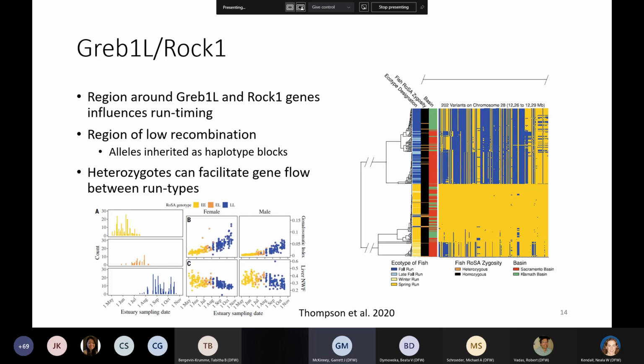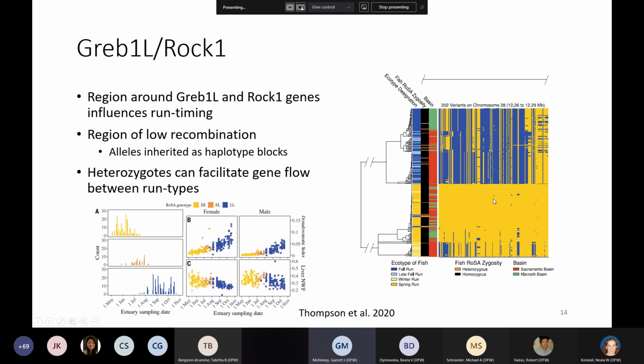One of the more recent studies, by Thompson et al., was doing whole genome sequencing and looking at this region that contains two genes, GREB1L and ROCK1. This is a region of low recombination, and so alleles tend to be inherited as haplotype blocks. So essentially, all the alleles at this region are inherited in a single unit.